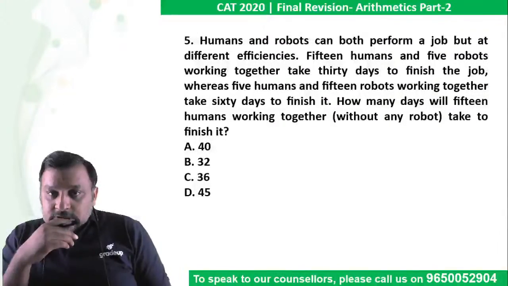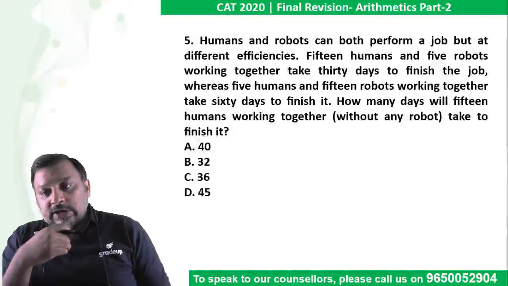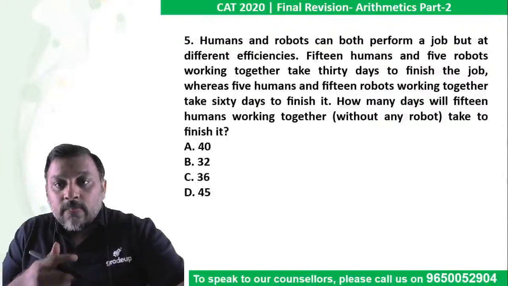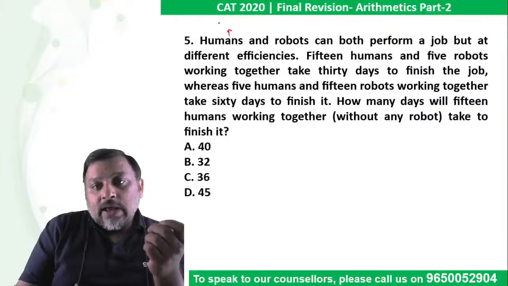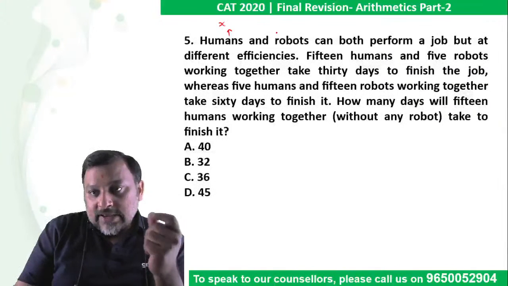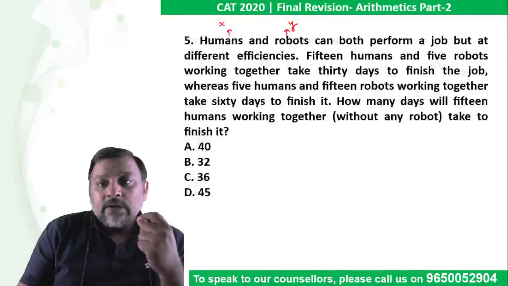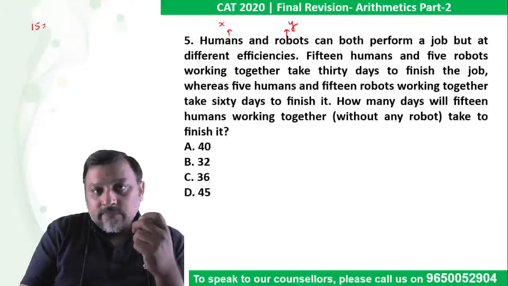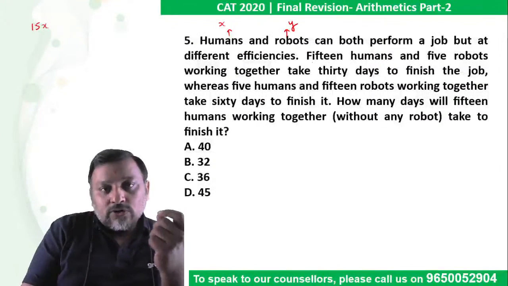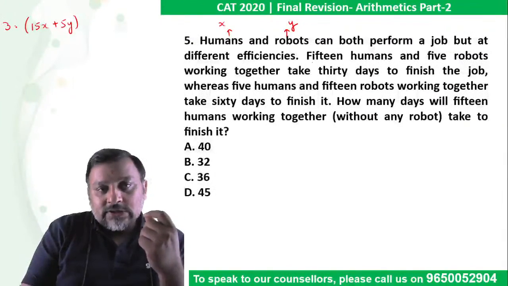Okay, very good, Bhaskar. Premlata, Ayush, please check your answer. Good, Harish. The answer is B option 32. See, if I assume the efficiency of a man as X units per day and efficiency of a robot as Y units per day. So in the first case, there are 15 men, so that means 15X, and 5 robots, so that means 5Y, and they take a total of 30 days. So this is the total work.